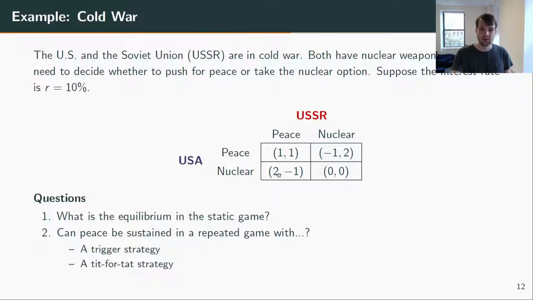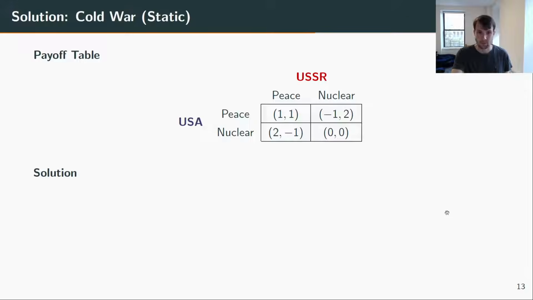So if both countries are in a peace state, then both get a payoff of 1. If one country can nuke the other, the country that gets nuked gets -1. The one that remains unnuked gets 2. And if both nuke each other, it's just 0 for both of them. The question we're going to answer is first, what's the equilibrium in a static game? And then if we go into a repeated game, can we sustain peace as an equilibrium either with trigger or tit for tat?